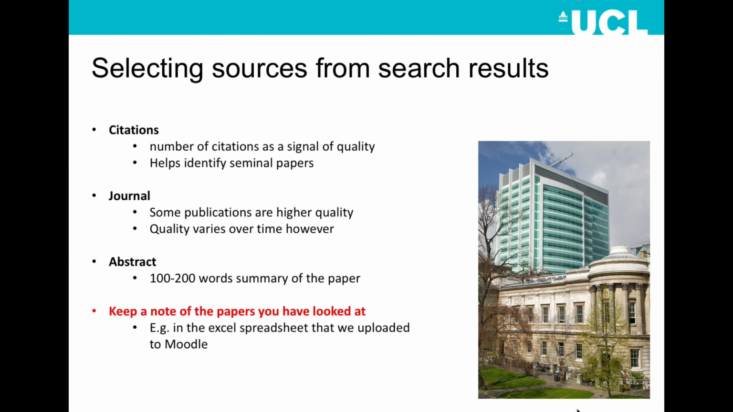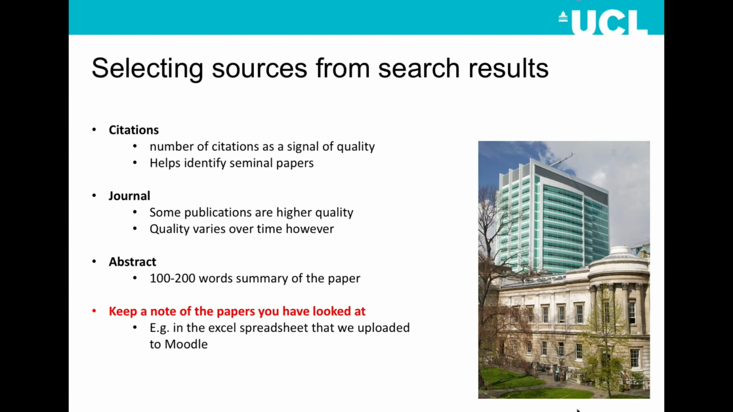In terms of journals, we need to understand that there are some publications which are higher quality than others. There are some indexes that help us to identify the best journals. Like, for example, the Journal Citation Report, JCR, or the ABS from the Association of Business Schools. However, sometimes the quality of the journals varies over time.